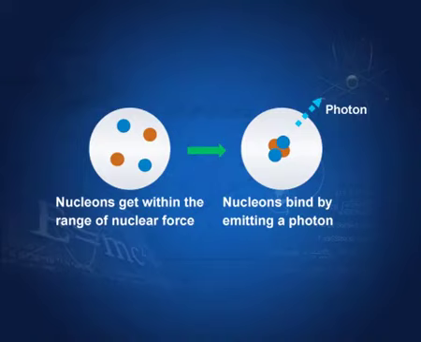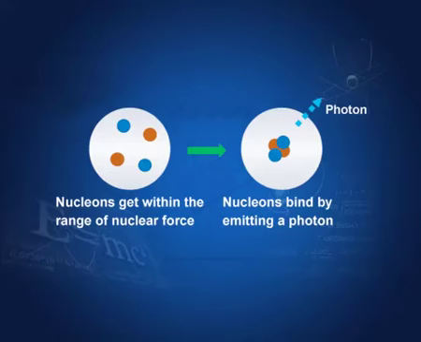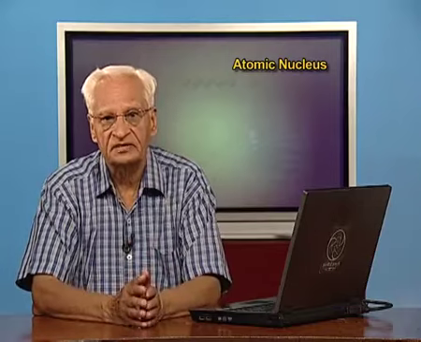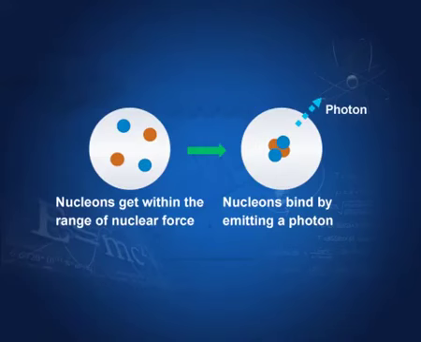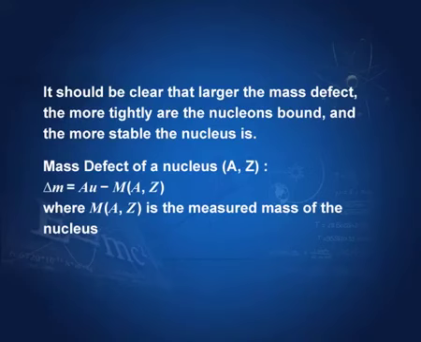So, these 4 nucleons have mass 4 u, 4 atomic mass units, and when they bind together, they lose some energy. That means they lose some mass according to Einstein's equation. Therefore, the mass of the nucleus is slightly smaller than the combined mass of the nucleons, and this difference is known as mass defect. And the larger the mass defect, the more solidly are these nucleons bound together, and therefore the stabler the nucleus.